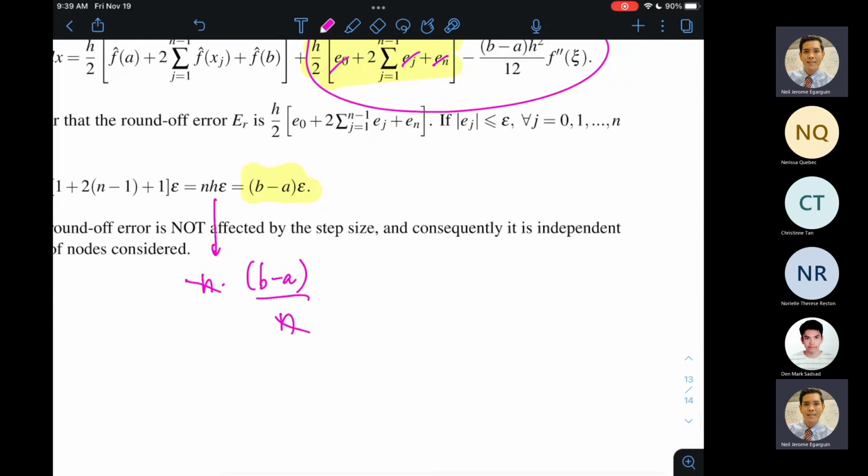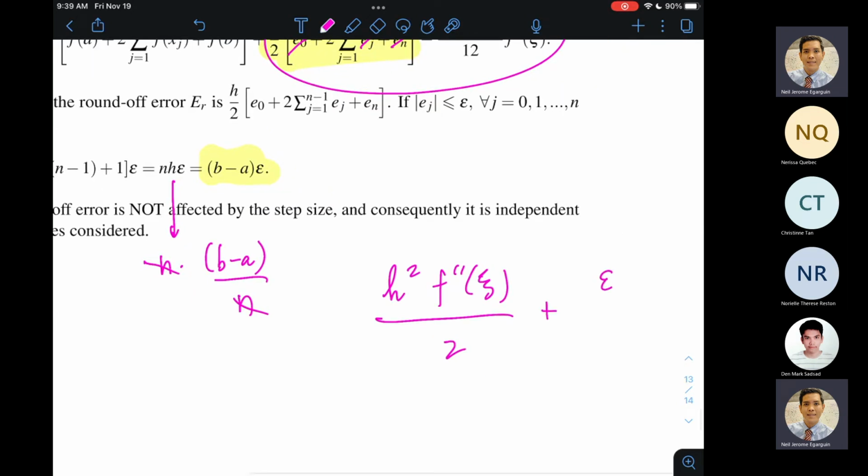Kasi kung matatandaan nyo, pwedeng ang itsura na ay h squared f double prime of c all over 2. Tapos meron tayong plus machine epsilon over h. Ito yung total error ni numerical differentiation. Ito yung due to truncation error or something like this. Okay? Pag kinuha mo yung limit nito as h approaches 0, magiging positive infinity.